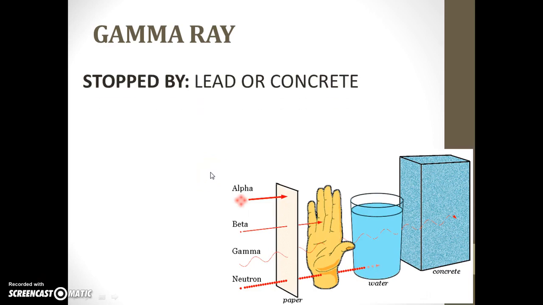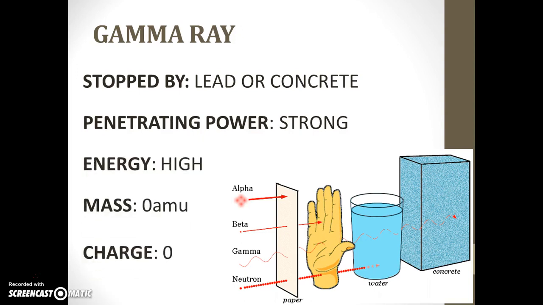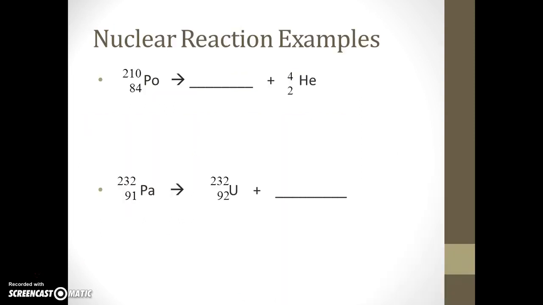So gamma rays can be stopped by lead or concrete. That means they have very strong penetrating power. Okay, they're going to go right through your piece of paper, right through your aluminum foil, right through your water. They have to be stopped by layers upon layers of lead and concrete. They're very high in energy. They have no mass and no charge. Okay, so these guys are a little bit scary when you think about it.